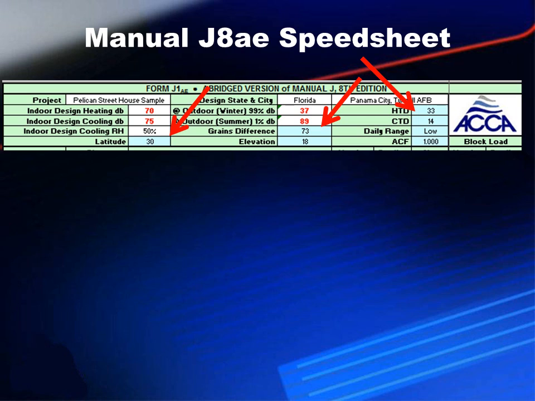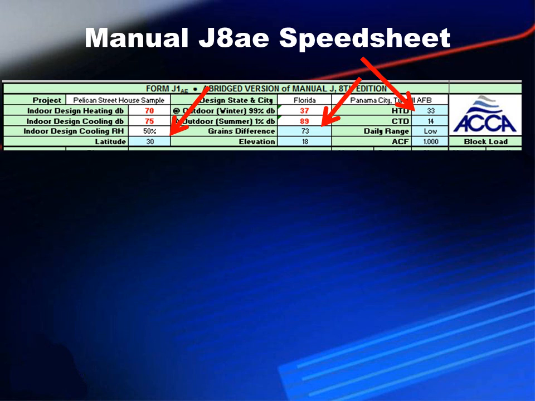Once the city and the state have been selected and the blue boxes fill in, you'll see that there's a bunch of initials on this thing. So you want to start getting familiar with the initials. HTD is heating temperature difference. CTD is cooling temperature difference. Daily range is DR, and it's low on this one. ACF is air correction factor, and it's 1 where it's sea level in this area. Elevation 18, grains different 73, latitude 30.